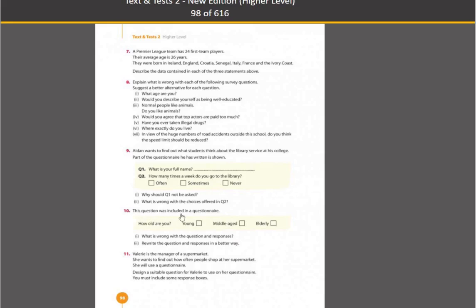Question 10. This question was included in a questionnaire. How old are you? Young, middle-aged, or elderly? What is wrong with the question and responses? And rewrite the question and responses in a better way. So again, same as this.